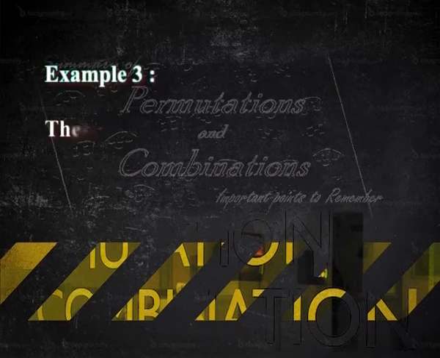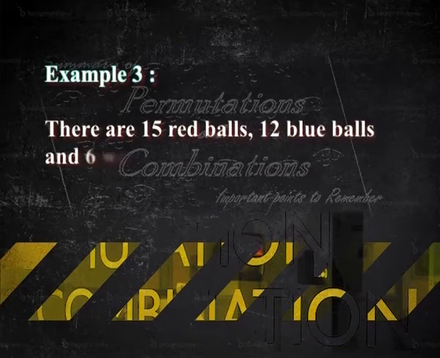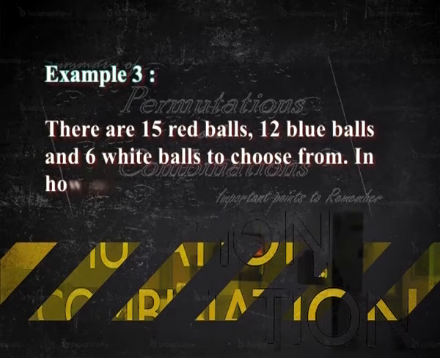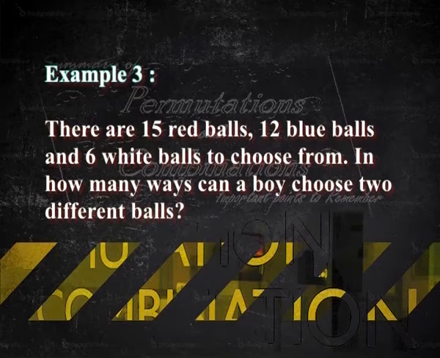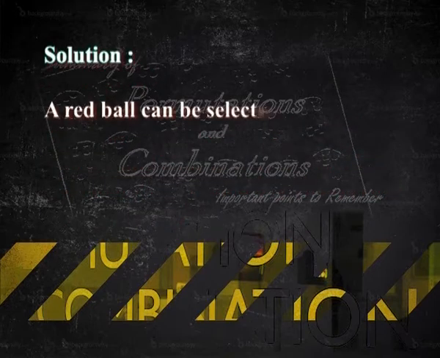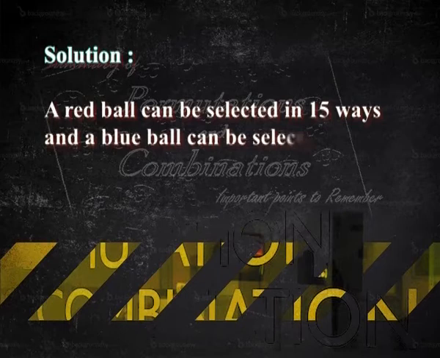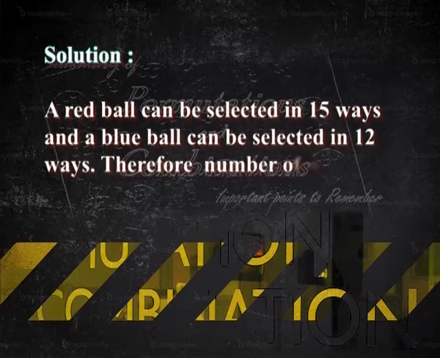Now let's see example number 3 here. There are 15 red balls, 12 blue balls and 6 white balls to choose from. In how many ways can a boy choose 2 different balls? Solution to this is: a red ball can be selected in 15 ways and a blue ball can be selected in 12 ways.